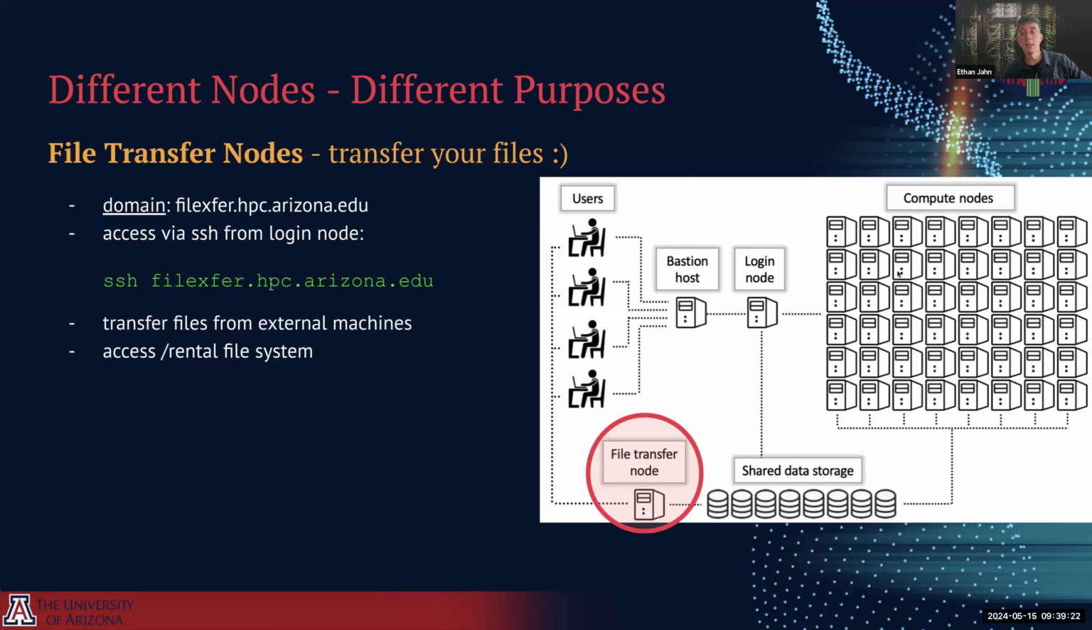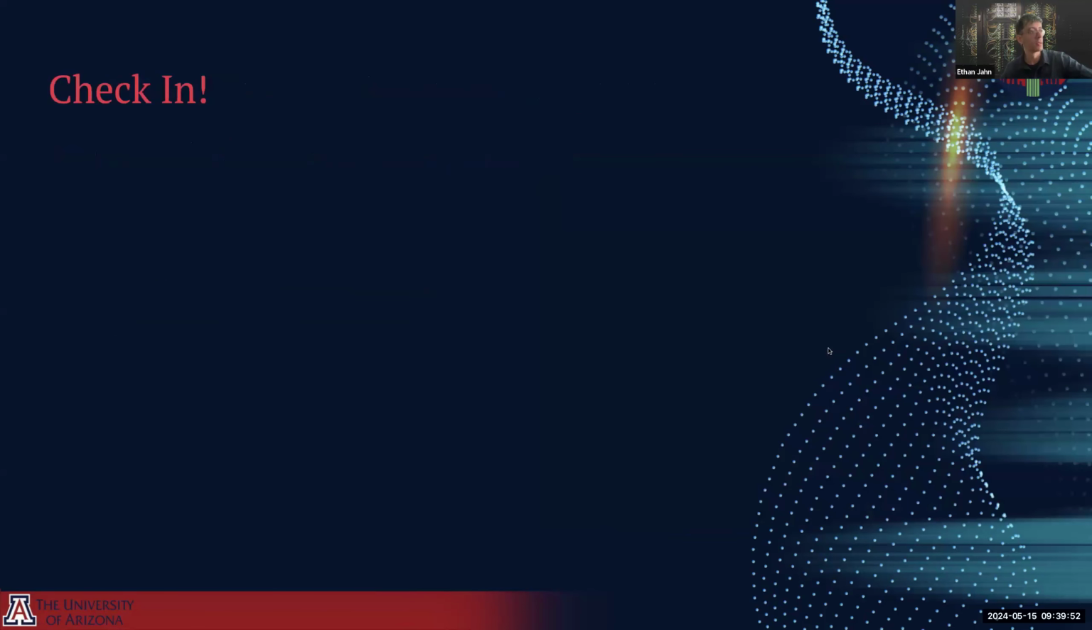So the rental file system is additional storage that's available on the HPC that is not on the main file system. So the main file system here you can see is connected to the compute nodes. That means that if I'm running a program, I can access this data from the compute nodes. Whereas the rental file system is not connected to the compute nodes, meaning that I'll need to access it only from the file transfer node. I hope that makes sense.